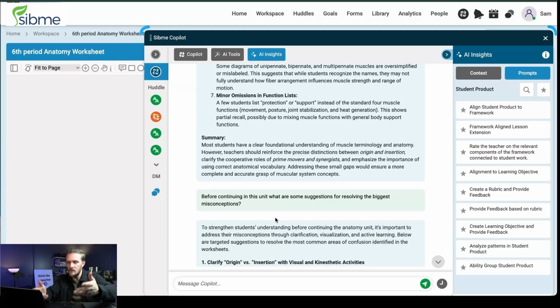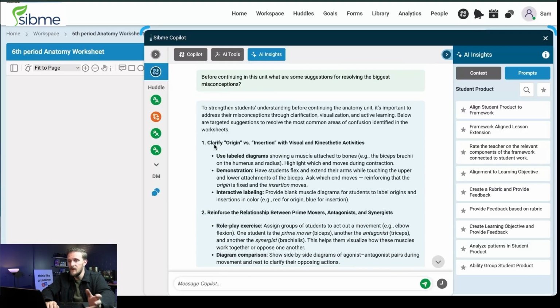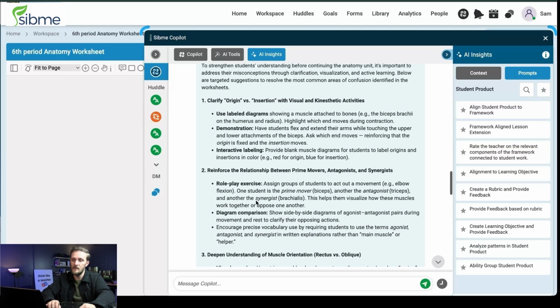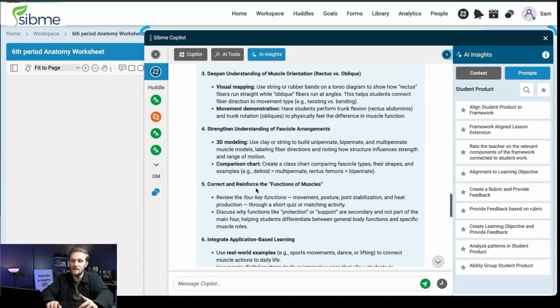So what I then thought was, okay, if there are misconceptions, what should I do before moving on? And it gave me some thoughts. It gave me the idea that you could clarify origin versus assertion with some demos or diagrams. We could do some role play, some comparing of diagrams, visual mapping, 3D modeling. It gave me so many different ideas of how I could adapt this quickly before moving on with new content. So that would give me what I needed to do the next time I saw my students.